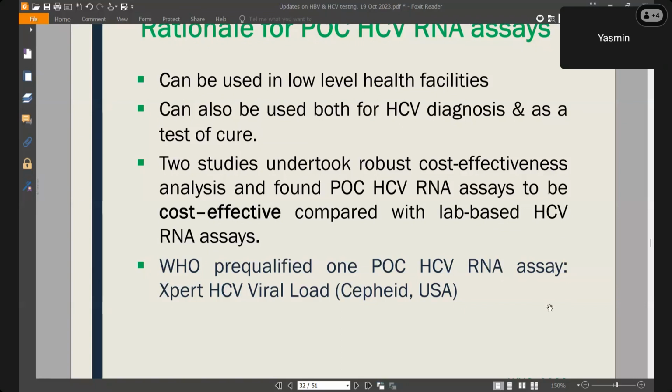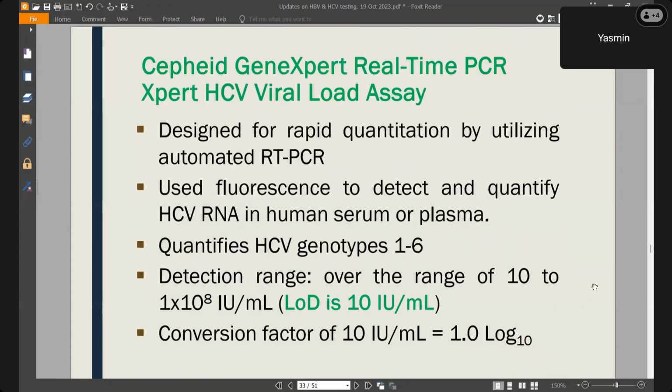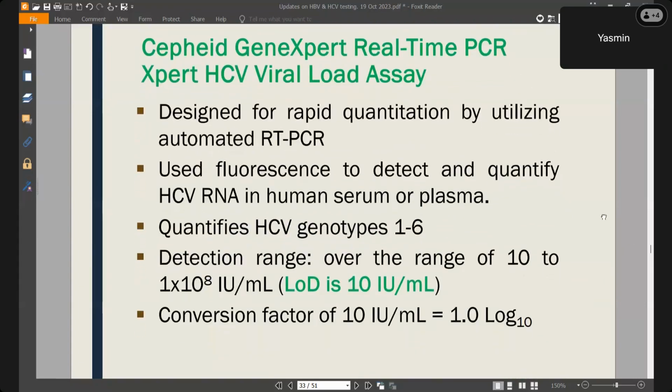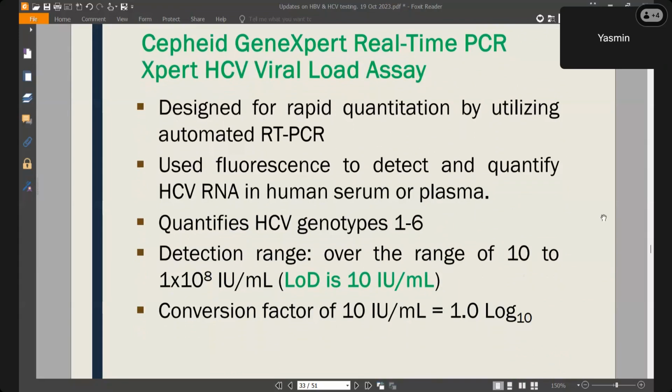And what is this? Just a quick note, I'm not advertising them, but just to let you know what this Xpert HCV viral load assay is. Next slide. All right. For one thing, rapid quantitation, utilizing automated RT-PCR. They're using fluorescence, all right, to detect and quantify the HCV RNA in both serum and blood.